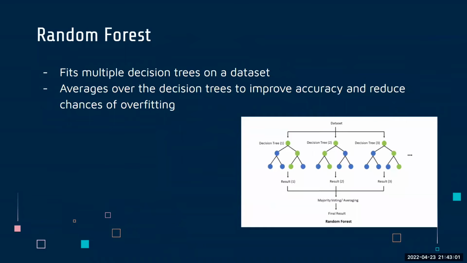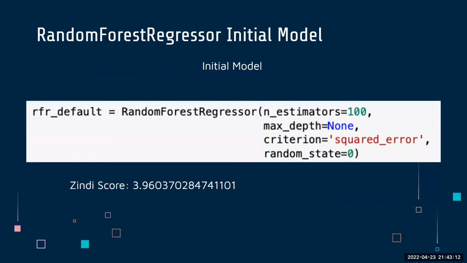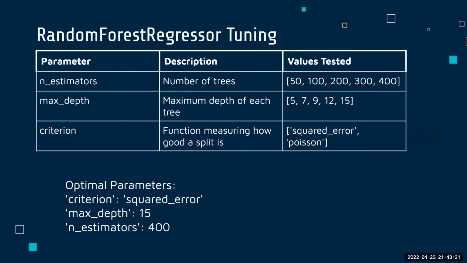The next model explored is the random forest. It fits multiple decision trees on a given dataset and averages over the decision trees to improve accuracy and reduce the chances of overfitting. This is the initial model that we used. Similar to k-nearest neighbors, all the parameters used are the default ones offered by scikit-learn. The parameters that underwent tuning were the number of trees, maximum depth of each tree, and the criteria for how good a split is. The optimal parameters found are shown at the bottom of this slide.